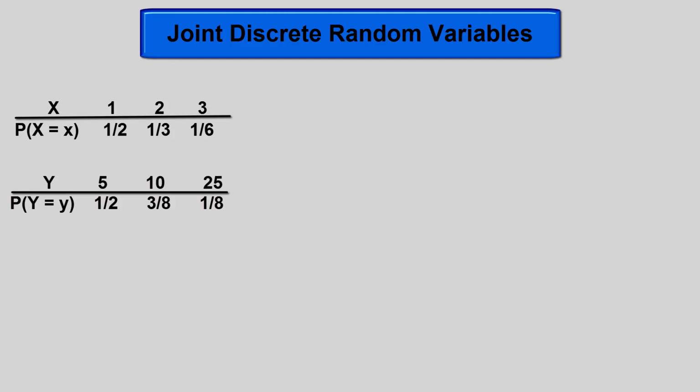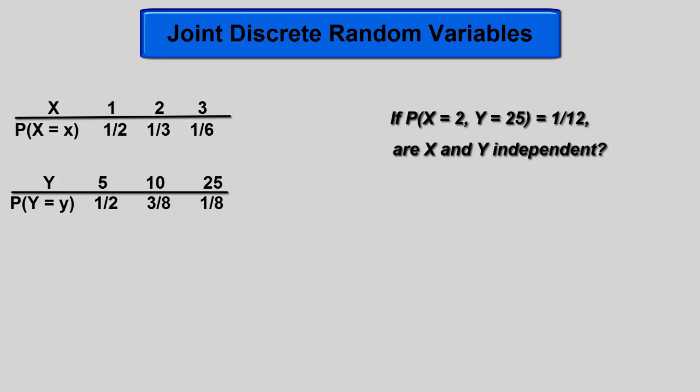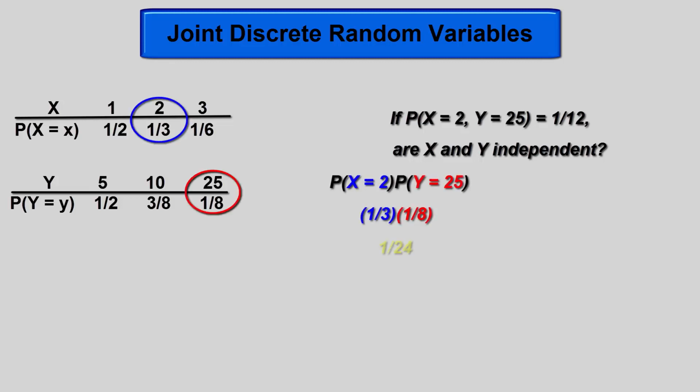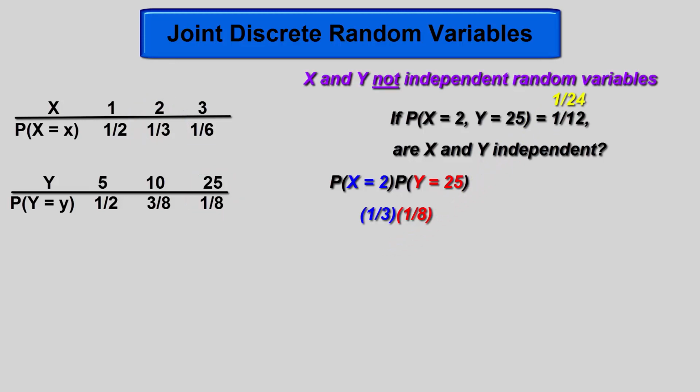Here are the probability distributions of two discrete random variables. If the probability of x equals 2 and y equals 25 equals 1/12, are x and y independent? To determine the answer, multiply the probability of x equals 2 times the probability of y equals 25. It does not equal the joint probability of 1/12, therefore x and y are not independent random variables.